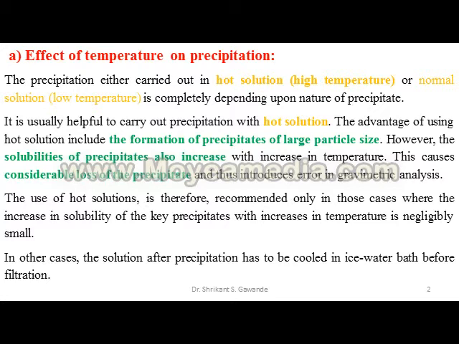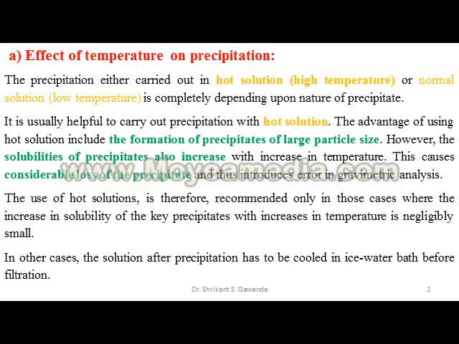Again, it is usually helpful to carry out precipitation with hot solution. The advantages of using hot solution include the formation of precipitates of large particle size. However, the solubilities of precipitates also increase with increase in temperature. This causes considerable loss of the precipitate, thus inducing error in gravimetric analysis.